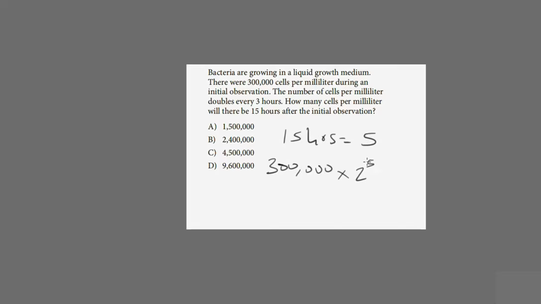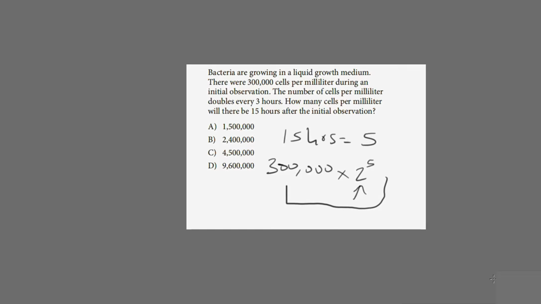So now we're going to solve it to get the value of what you're looking for. The question asks how many cells per milliliter will there be 15 hours after the initial observation. Since it's 15 hours, it equals 5 doubling intervals. So the 2 represents the doubling interval, and we have 5 doubling intervals. This is how you're going to represent it to get the correct value.